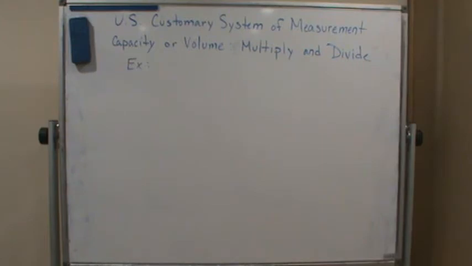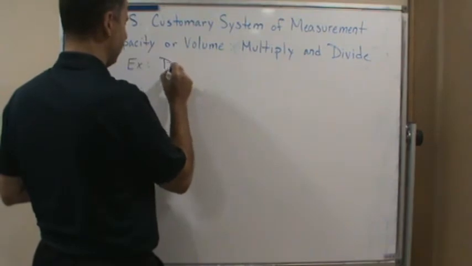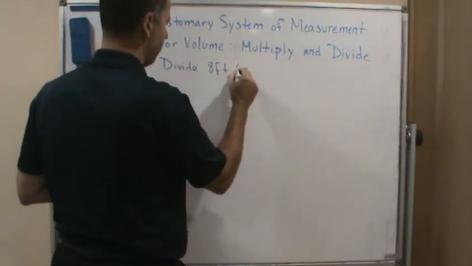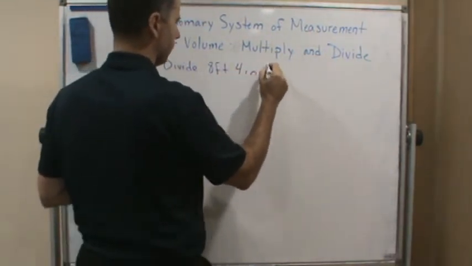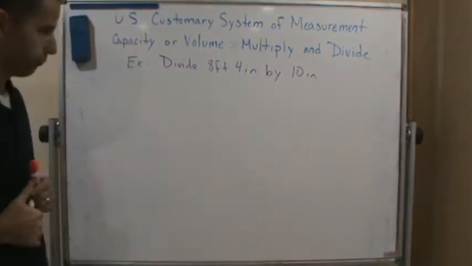So it says, if tubing is manufactured in lengths of 8 feet 4 inches, and a part uses tubing that is 10 inches long, how many parts can be cut from the length of tubing if we do not account for waste? So in other words, what we're going to do is divide 8 feet 4 inches by 10 inches.